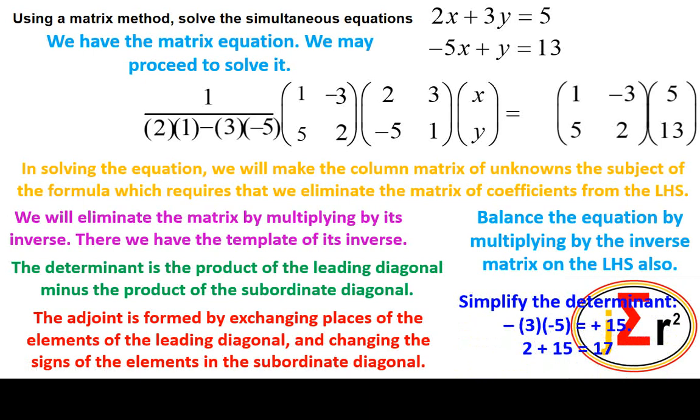Simplify the determinant. We have the determinant here. We are going to simplify it. 2 times 1, that's 2. Notice that negative times negative is positive. Therefore, we will have 2 plus 15, and that will turn out to be 17. Therefore, we have 1 over 17 times all of this. There we have our first step in the solution of the equation, which is to multiply both sides by the inverse of the matrix of coefficients.